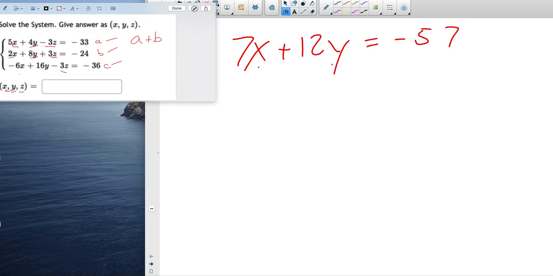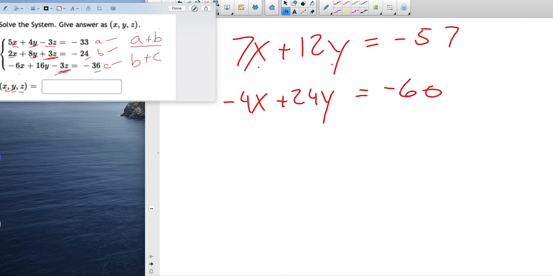Let's see if we can eliminate the z again. I can't use the same 2 equations, but I can use one of these and the last equation. I can do the same thing here with B and C. B has a positive 3z, C has a negative 3z, so if I add B plus C, the z will be eliminated again. So 2x minus 6x is negative 4x. 8y and 16y is plus 24y. The z's eliminate. Negative 24 and negative 36, that's negative 60.